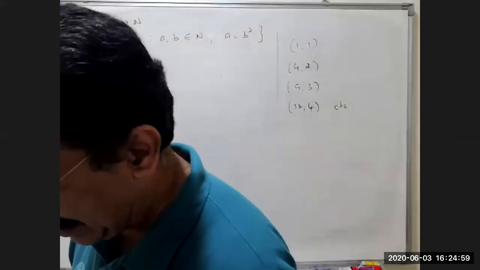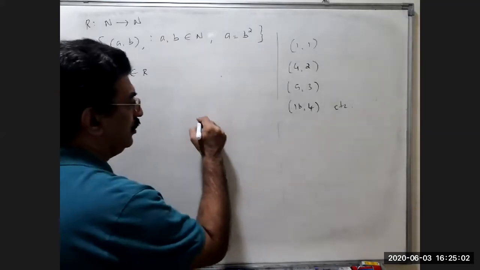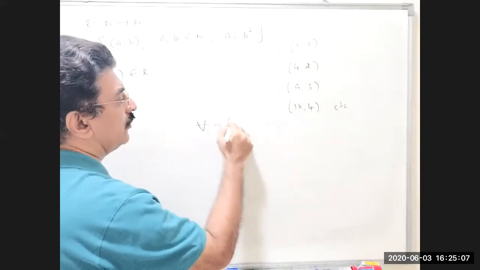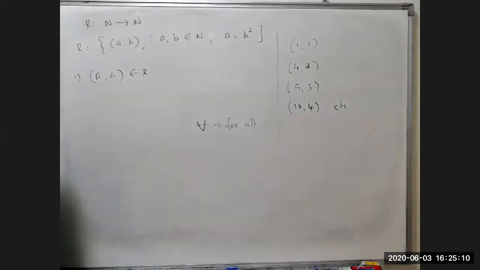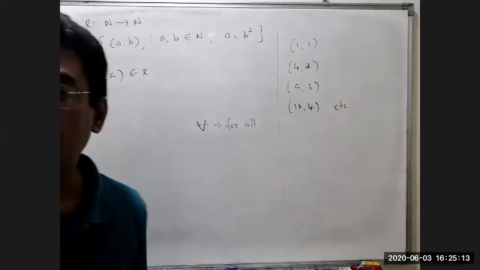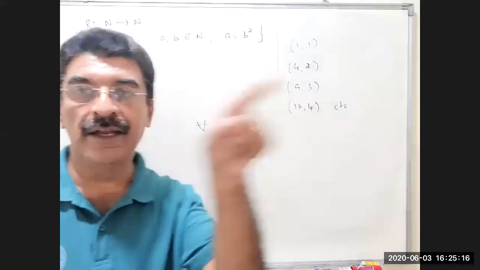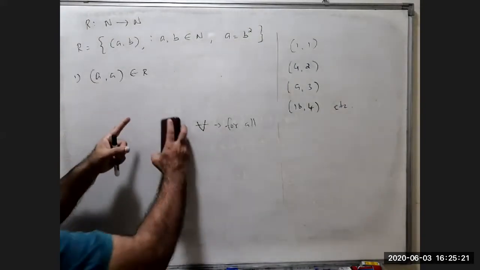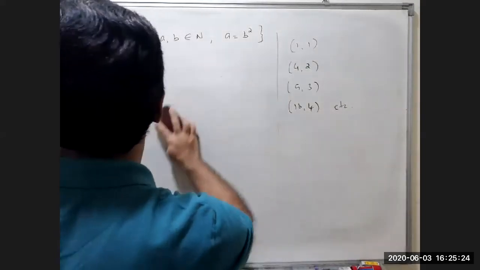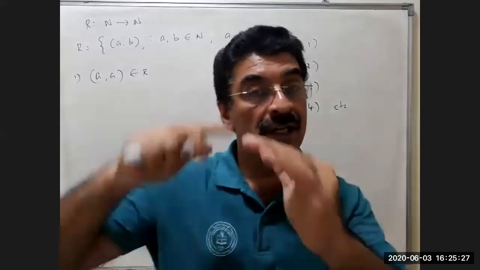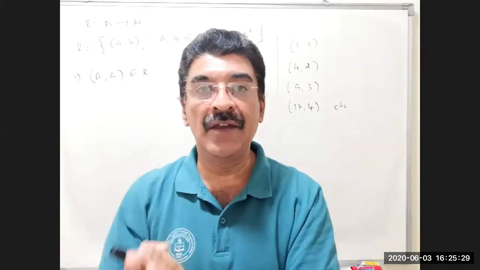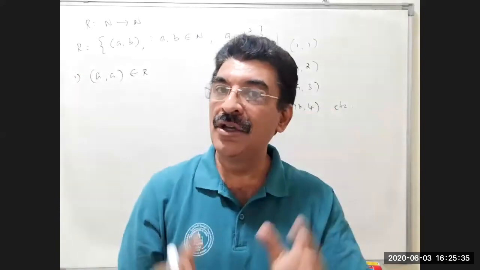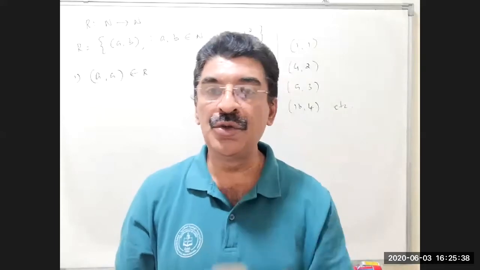Here, use the symbol for all. It is read as for all. So from now onwards, we will write this one for all. So for all A in N, A belongs to R. Can we say all numbers are related to itself? Considering natural numbers, can we say that all natural numbers are squares of itself? No, only 1 1 is possible. 2 2, is it possible?